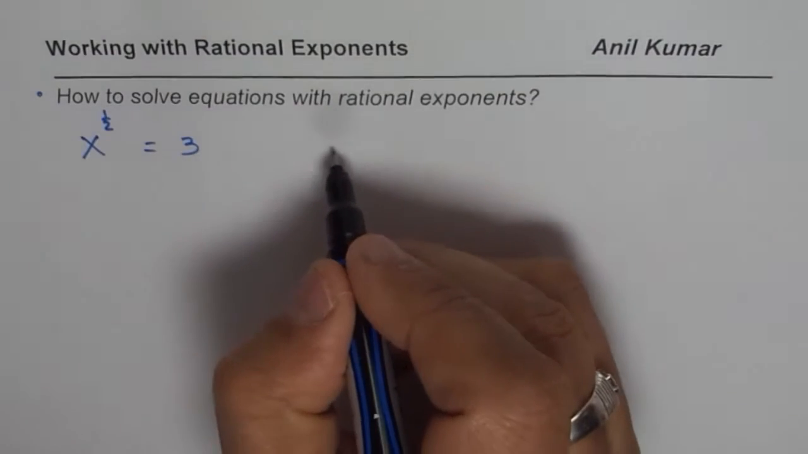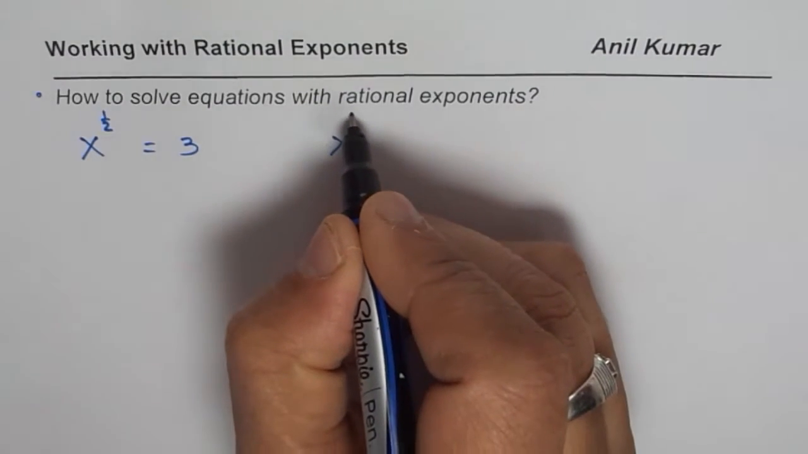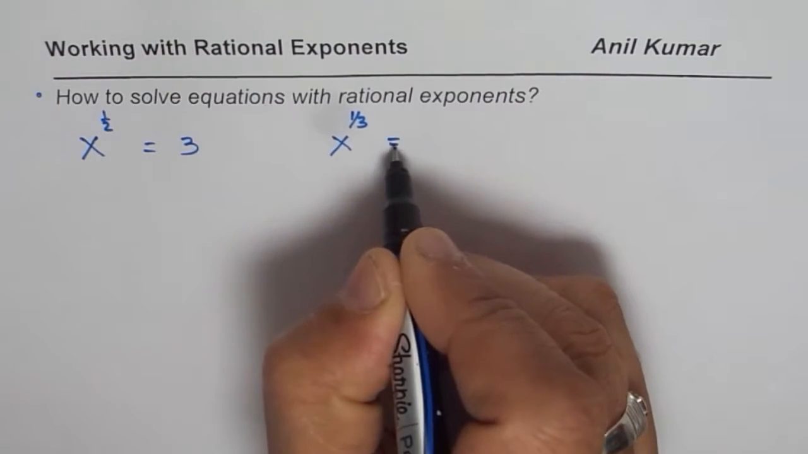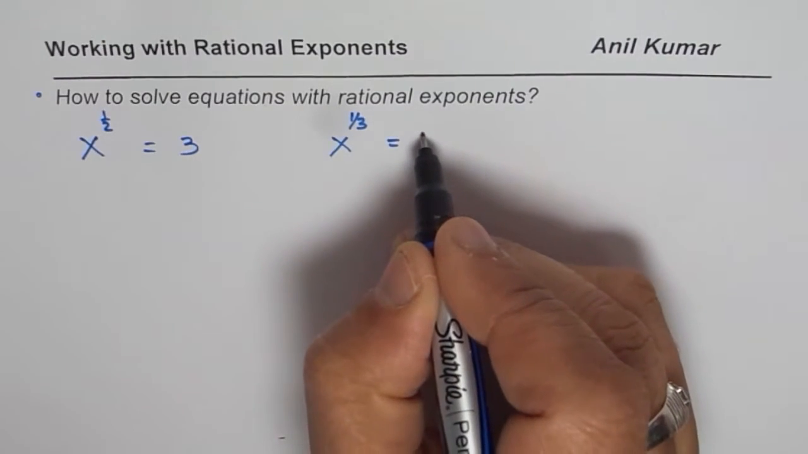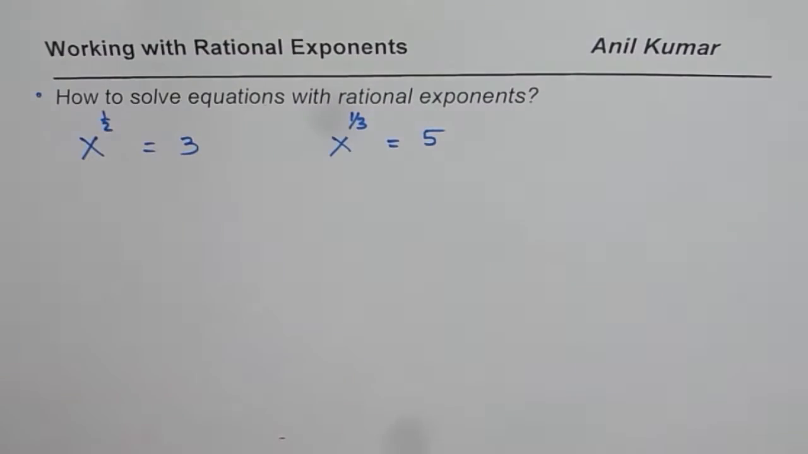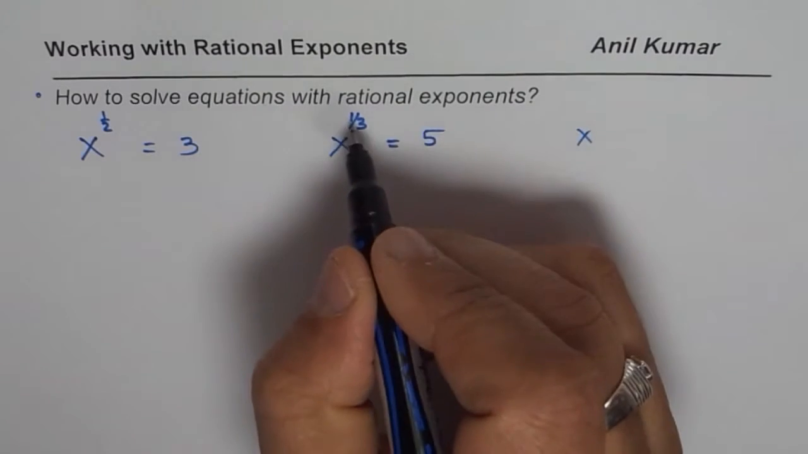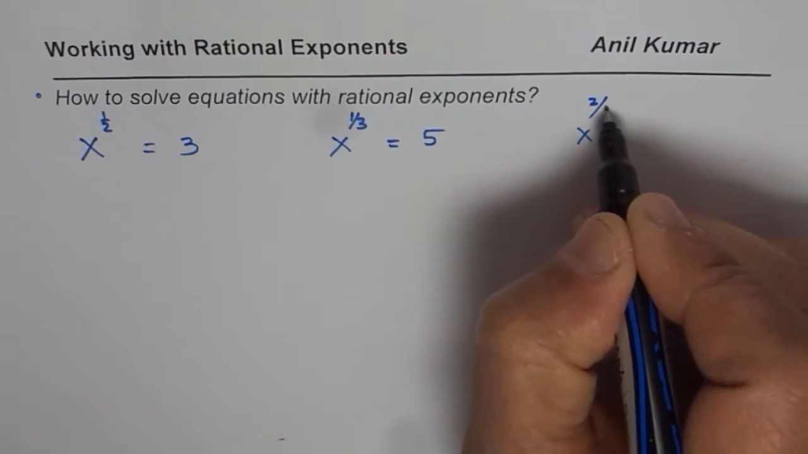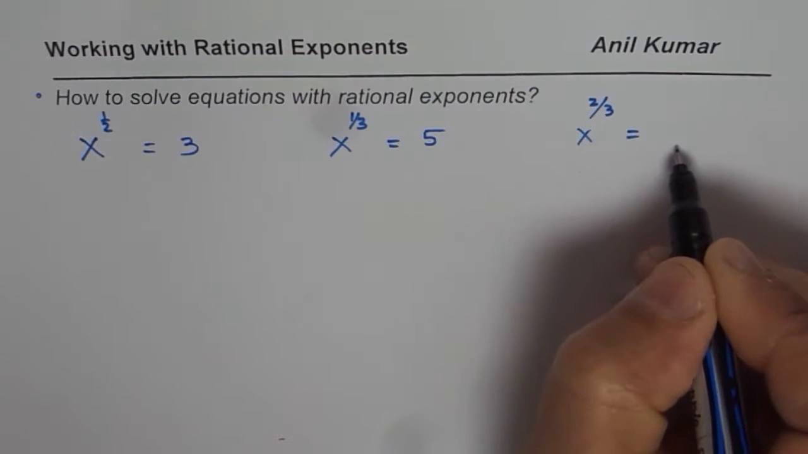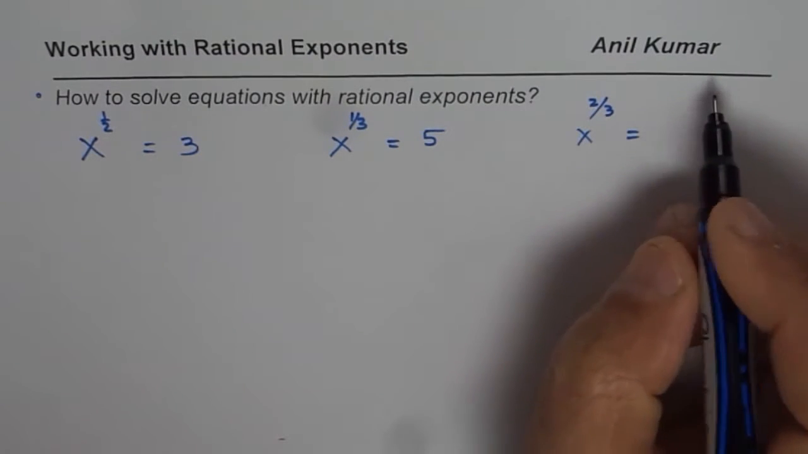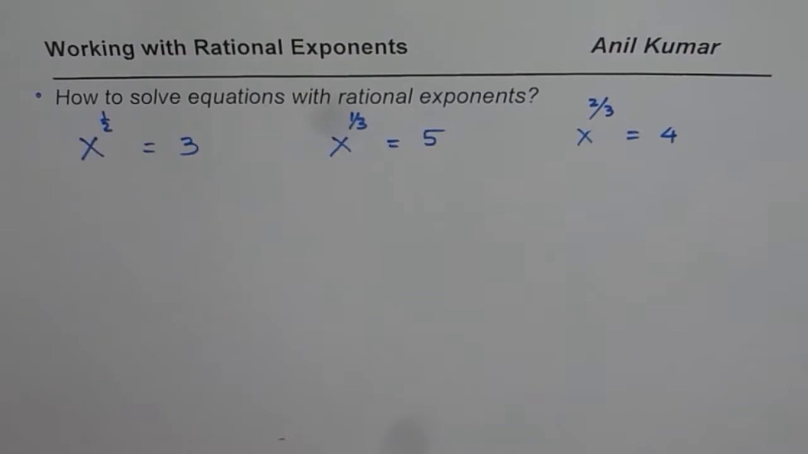Or we could have x to the power of, let us say, 1 over 3. In that case, let us say x to the power of 1 over 3 is 5. How to solve such an equation? Well, we could have x to the power of some other number instead of 1. Let us take simple values, let us say 2 over 3 equals, let me take a small number here, 4. Now, how to solve such an equation? That is the whole idea. So we'll discuss this in detail. Let's begin with the very first one.